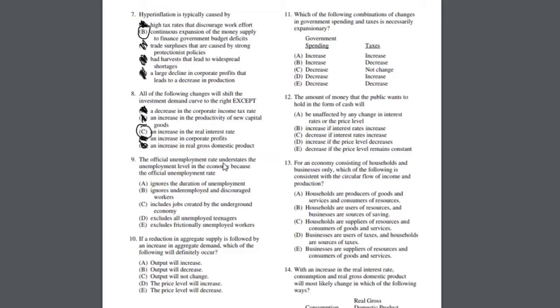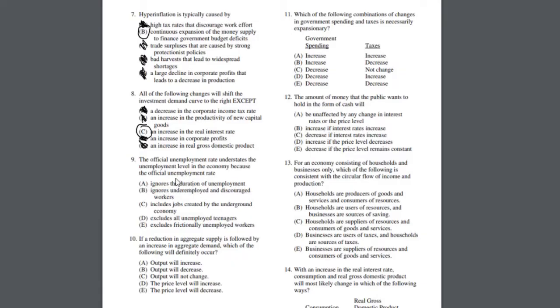The official unemployment rate understates the unemployment level in the economy because the official unemployment rate is the number of unemployed individuals divided by the labor force. So remember, unemployed people are unemployed and still looking for work. If they're not looking for work, they're discouraged, they're not counted. So understates. So we're looking at discouraged workers most likely.